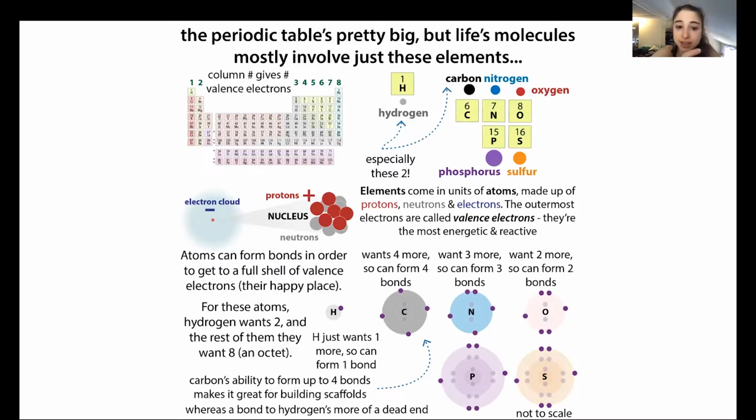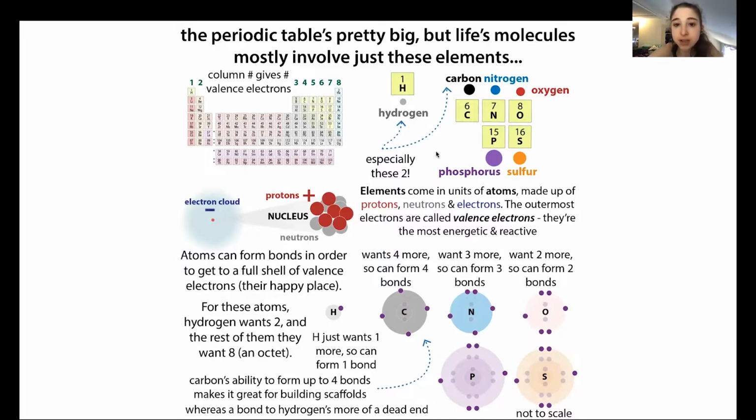But another important point is that these electrons are whizzing all around, so we can only say where they're more likely to hang out. We can't predict their precise location. And so if something's more electronegative, then the electrons are just going to be hanging out near that atom more.